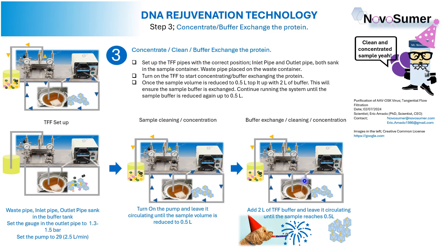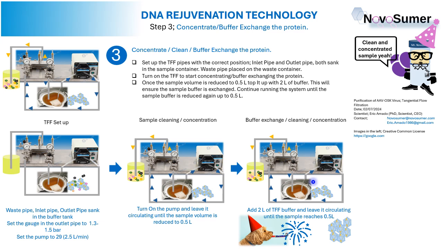In the last step, once we see that the volume is reduced to 0.5 liters, we make the most of this circumstance and we add extra buffer, the TFF buffer that I mentioned in the second step. So when you see that this is reduced up to 0.5 liters of sample, we just add an extra 2 liters of buffer.